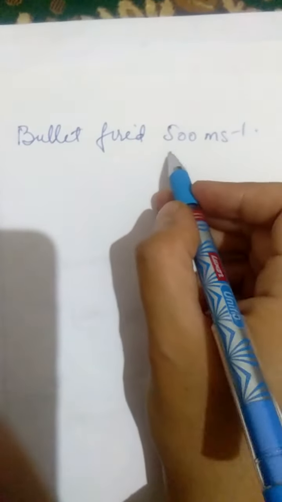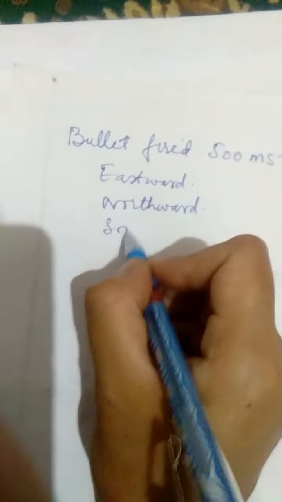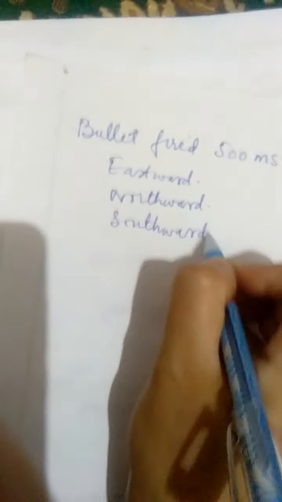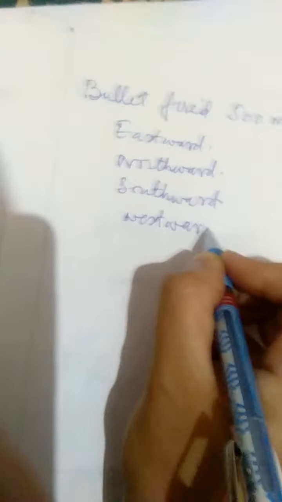Now, I may assign you a numerical problem. For example, we have a bullet that is fired with a certain velocity, say 500 meters per second. We will have to find what is the Coriolis force that acts on the bullet if it is fired in the eastward direction, if it is fired in the northward direction, if it is fired in the southward direction, if it is fired in the westward direction, and so on. We can choose all possible directions.